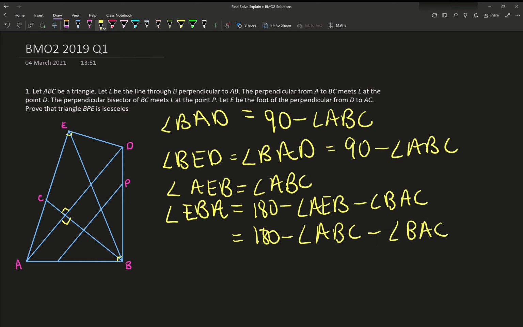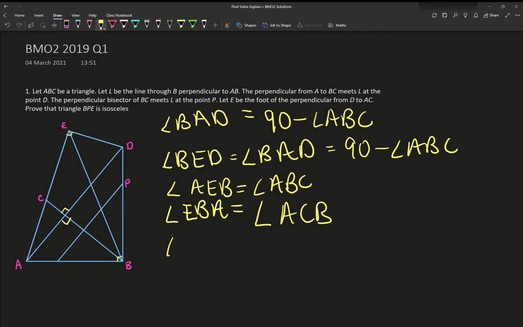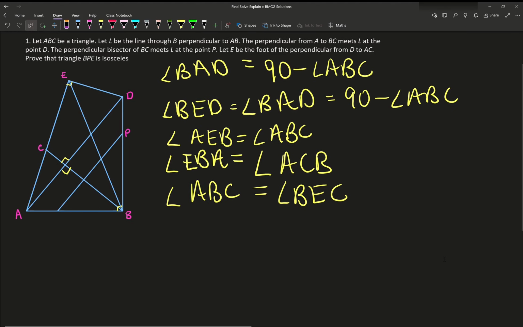But we know from this triangle ABC that this equals angle ACB, this remaining angle here. And therefore, angle ABC equals angle BEC. AB must therefore be tangent to the circumcircle of BCE. So that's this circle. Sorry, it's not very good. This is because of the converse of alternate segment theorem.